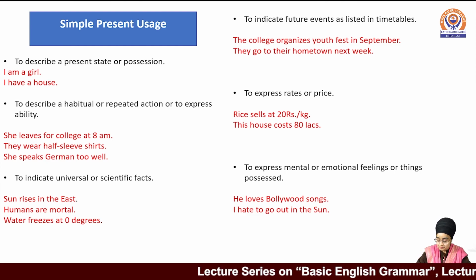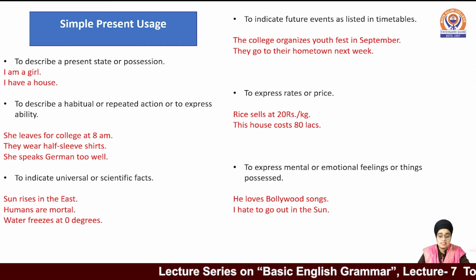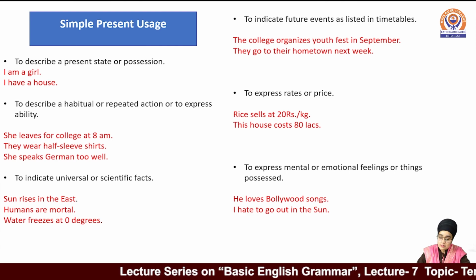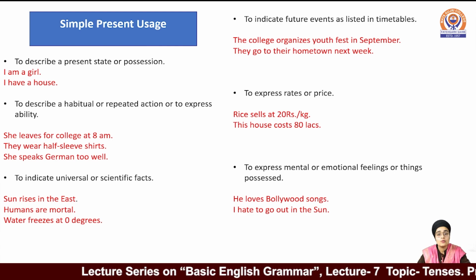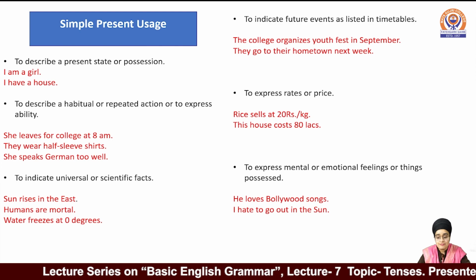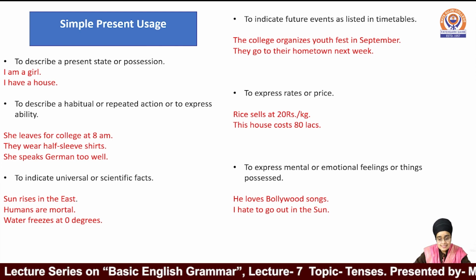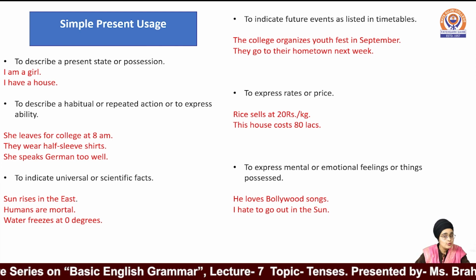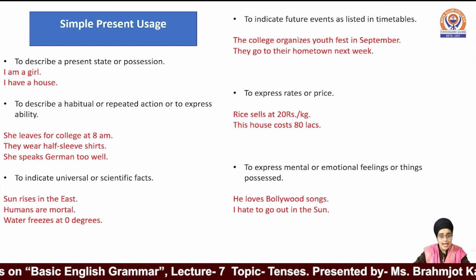It is already planned. Fifth, simple present tense is also used to express normal rates of something, normal price, the regular average price. So, rice sells at around 20 rupees per kg. This cannot be very accurate.